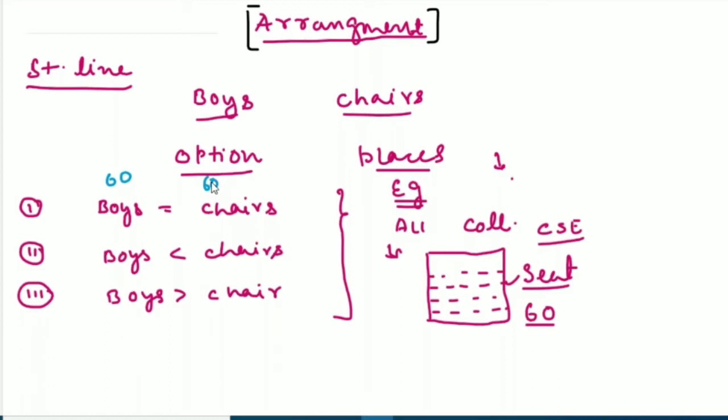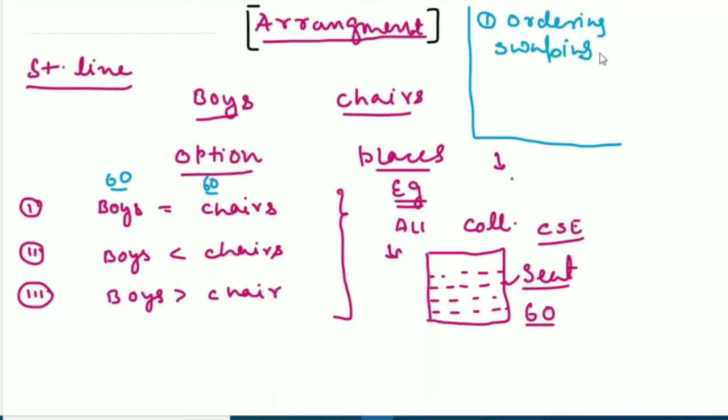But whenever we talk about any activity apart from juggling, arrangement, or ordering, nothing else is possible in this case. Why? Because the number of boys is equal to the number of chairs. In scenario number one, only one activity has to be done, which is called ordering. Or we can call it juggling, arrangement, or swapping. Is that clear? So this is the only possibility when I'm talking about scenario number one.